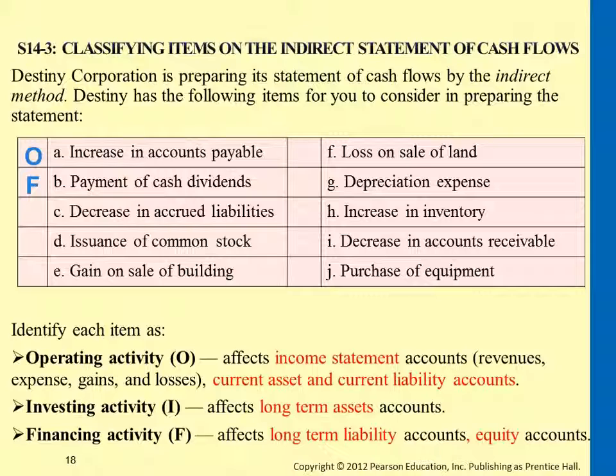Okay, what about C? Decrease in accrued liabilities. Very good. It's operating activities. What about D? D, financing activities. Good.